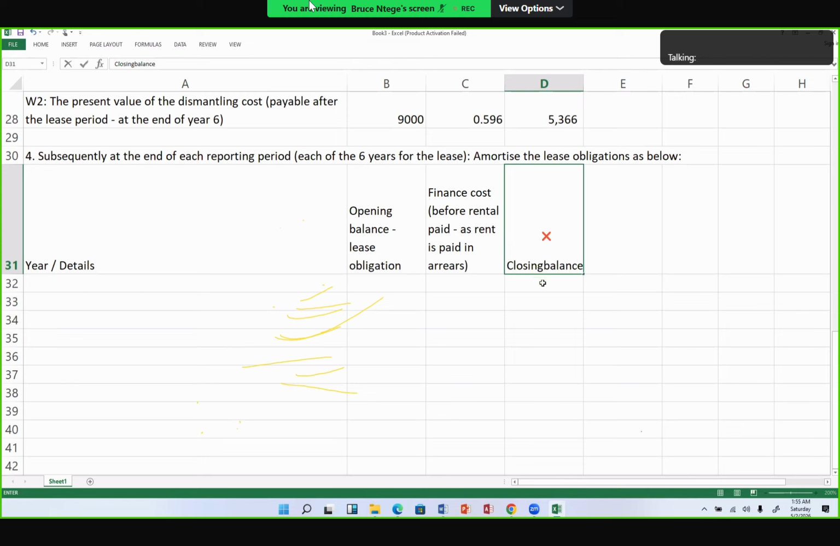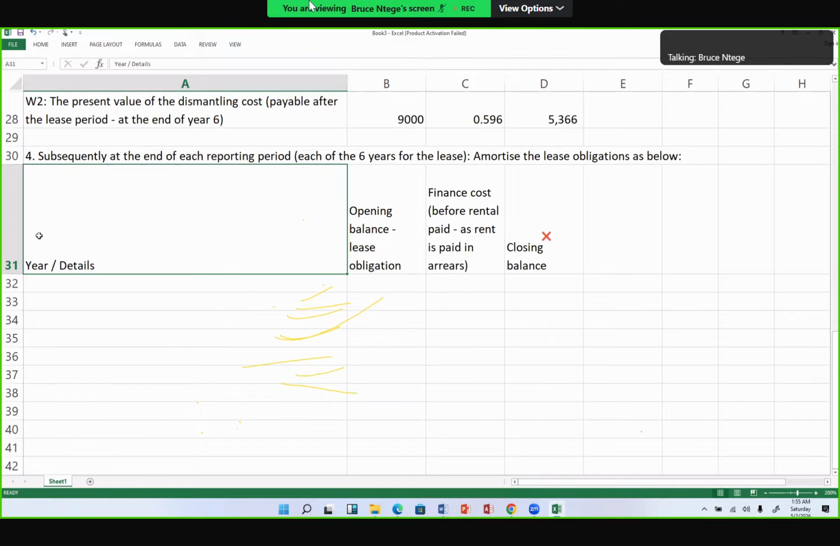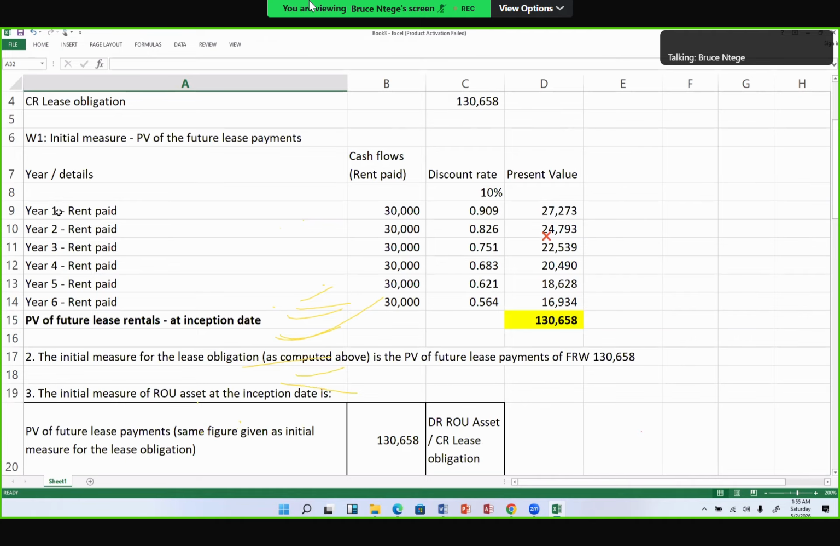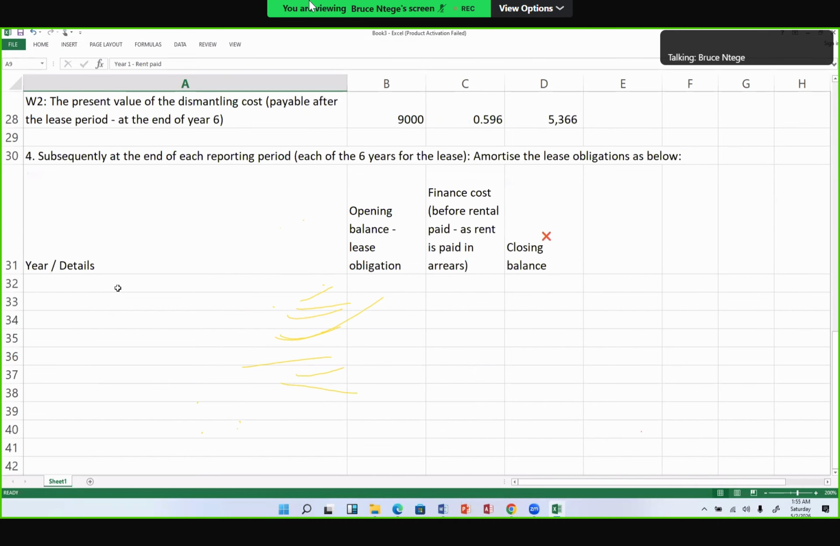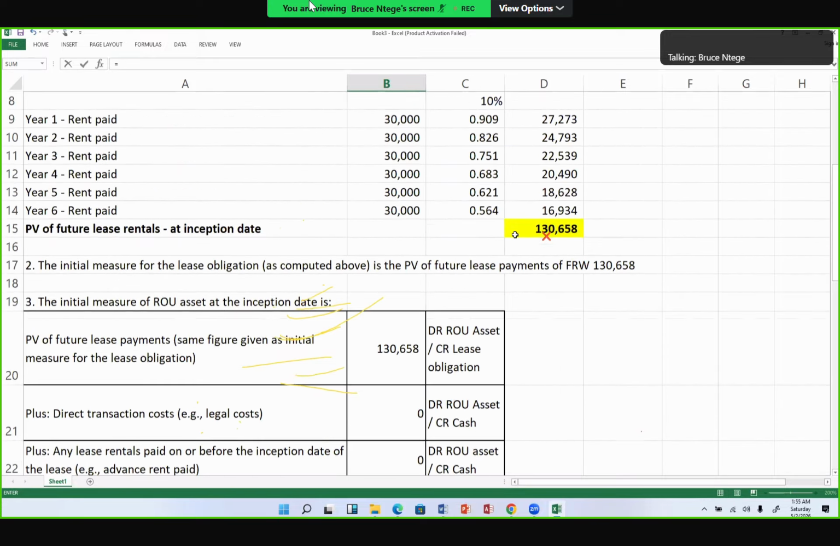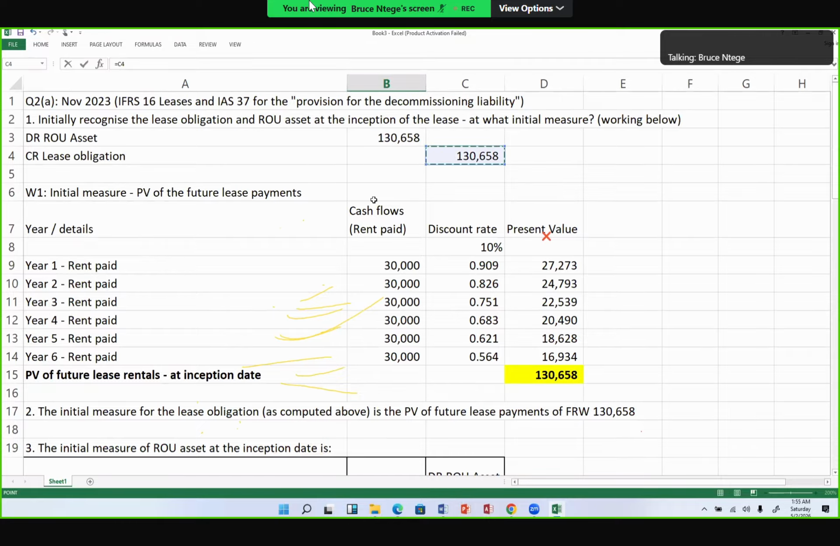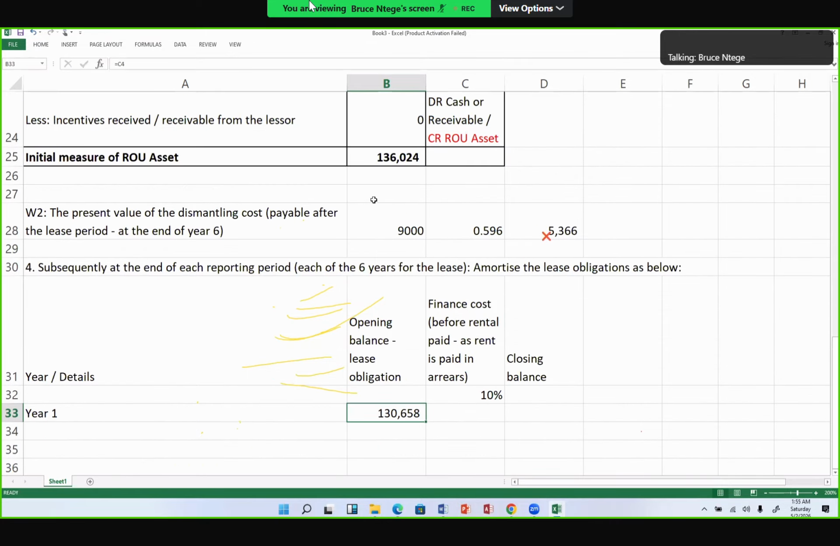So I'm going to amortize my lease obligation, starting with year one. Let me put in all the 6 years. The finance cost rate I'm applying here is 10%. The opening balance of the lease obligation in year one is that initial measure you had, which is 130,658. Now I'll bring in the finance cost at 10%.